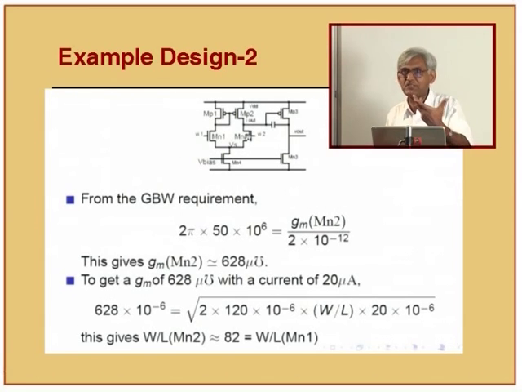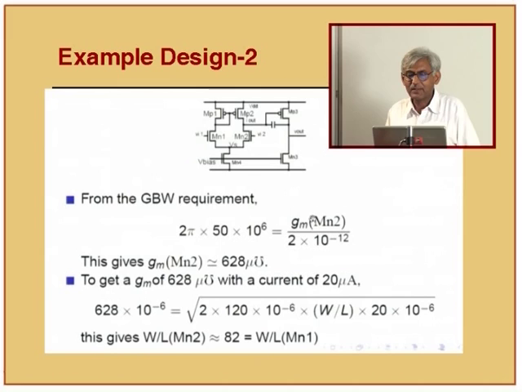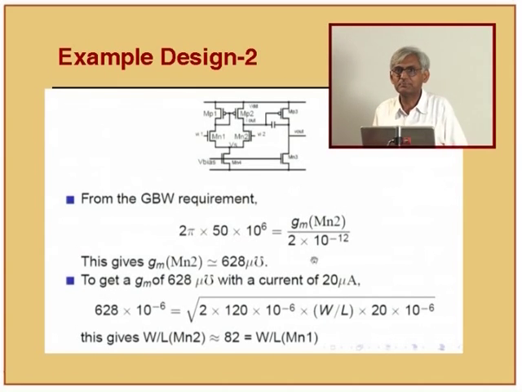We know that the differential GM is the same as the GM of a single transistor. We had established that. So that is the GM of MN2, divided by C, which is 2 pF. Correct? Now, this gives us the GM. So how much is GM? 628 microsiemens. Okay? So you know the GM of this. These two are identical. Therefore, their GMs must be the same, their currents and everything must be the same.